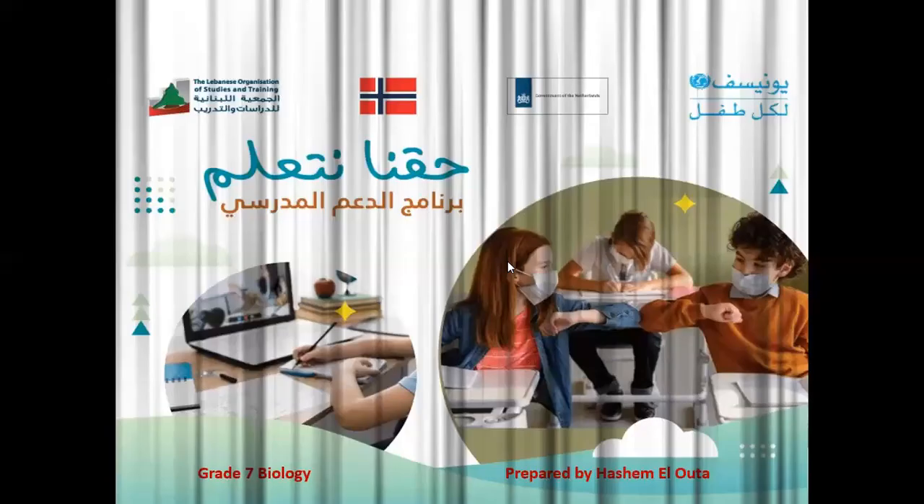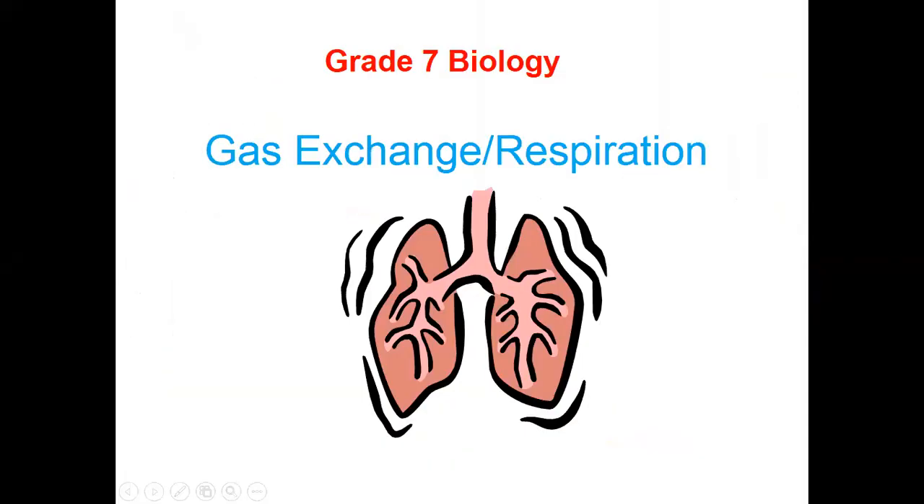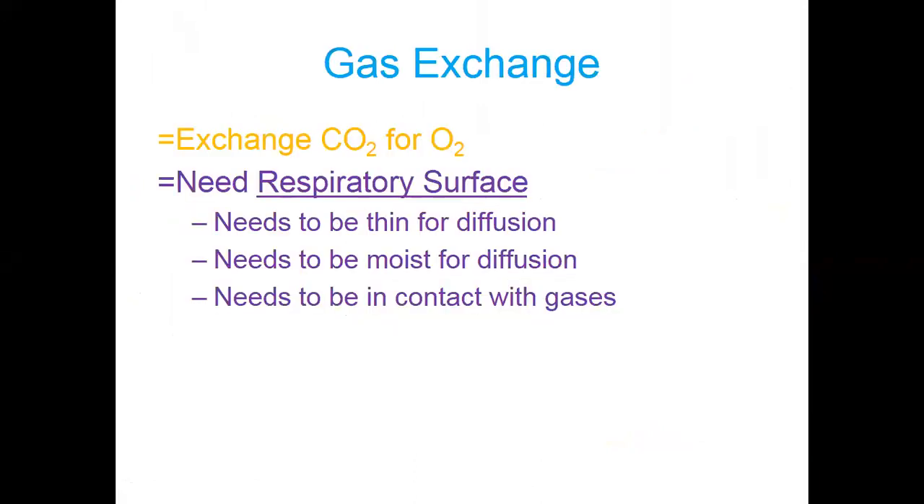Today, we are going to continue about respiration and to see the mechanisms of gas exchange. What is the meaning of gas exchange? Exchange CO2 for O2, which means that we take out CO2 and we replace it by oxygen. We need a respiratory surface. The characteristics of this surface: it needs to be thin for diffusion, needs to be moist for diffusion, and needs to be in contact with gas.